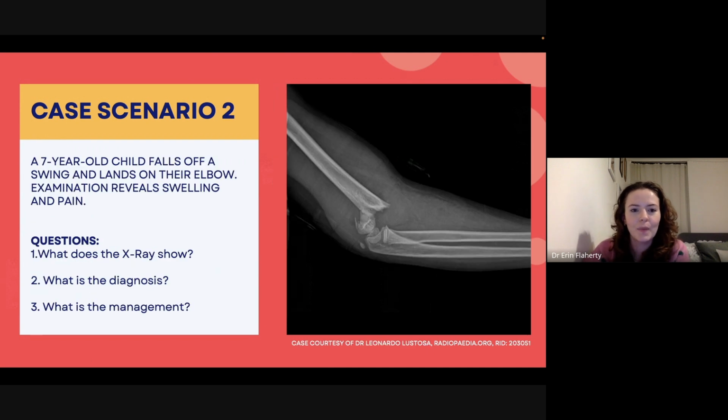Okay, the next one, we have a 7-year-old child that's fallen off a swing and landed on their elbow. On examination, they've got a lot of pain and swelling in that elbow. So again, what does this x-ray show? What do you think the diagnosis might be? And how might we manage this patient? Again, I'll give you a couple of seconds.